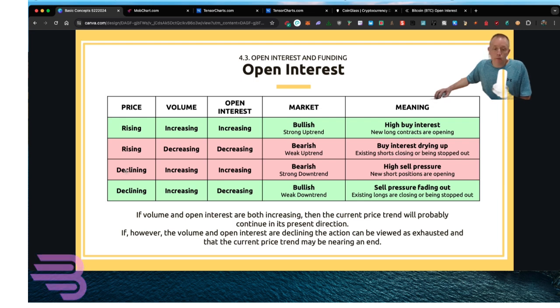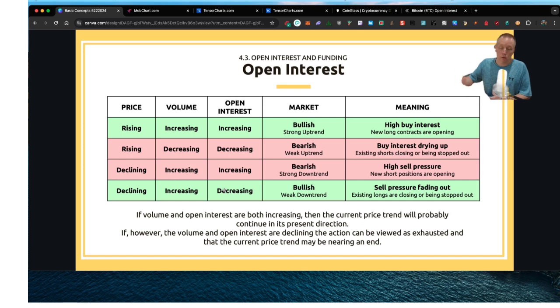And then down here we have price declining, volume increasing, open interest increasing. So bearish, you're in a strong bearish downtrend, right? You have high sell pressure, and you have new shorts opening. And that's why you have open interest increasing along with volume. And then in this last example, you have price declining, volume increasing, and open interest decreasing. Typically, that's a sign of a bullish weak downtrend.